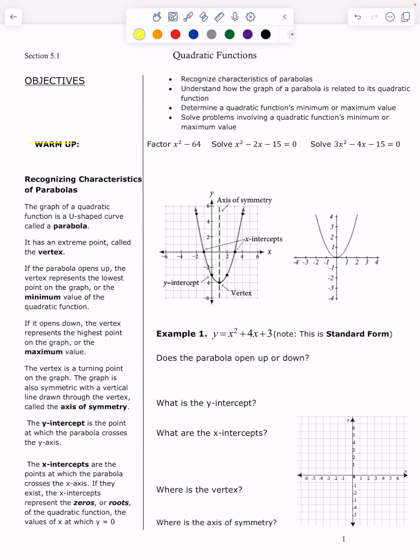Oops, not what I wanted. Go ahead and factor that x squared minus 64, and then solve the next two quadratics. So hit pause. Once you come back, we will discuss the warm-up.